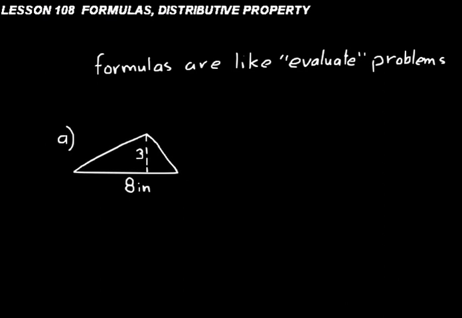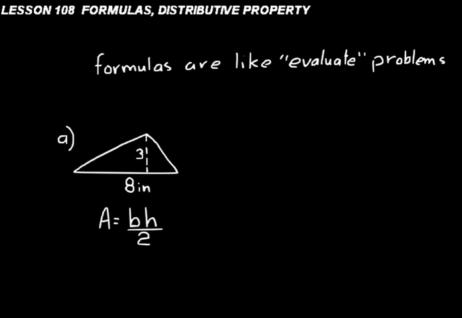Let's go ahead and do some practice problems. I want you to find the area of this triangle in problem A. Well, the first thing you need to do is find the formula for the area of a triangle. And that is area equals base times height divided by 2. That's the formula for the area of a triangle. That's in that table in this lesson.